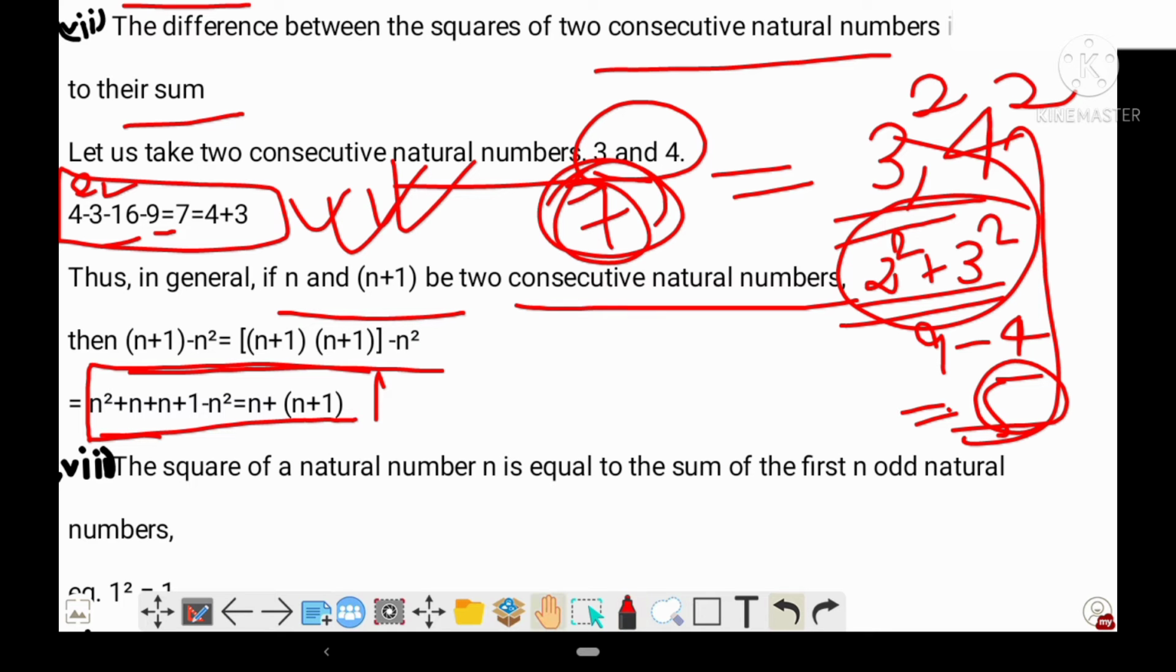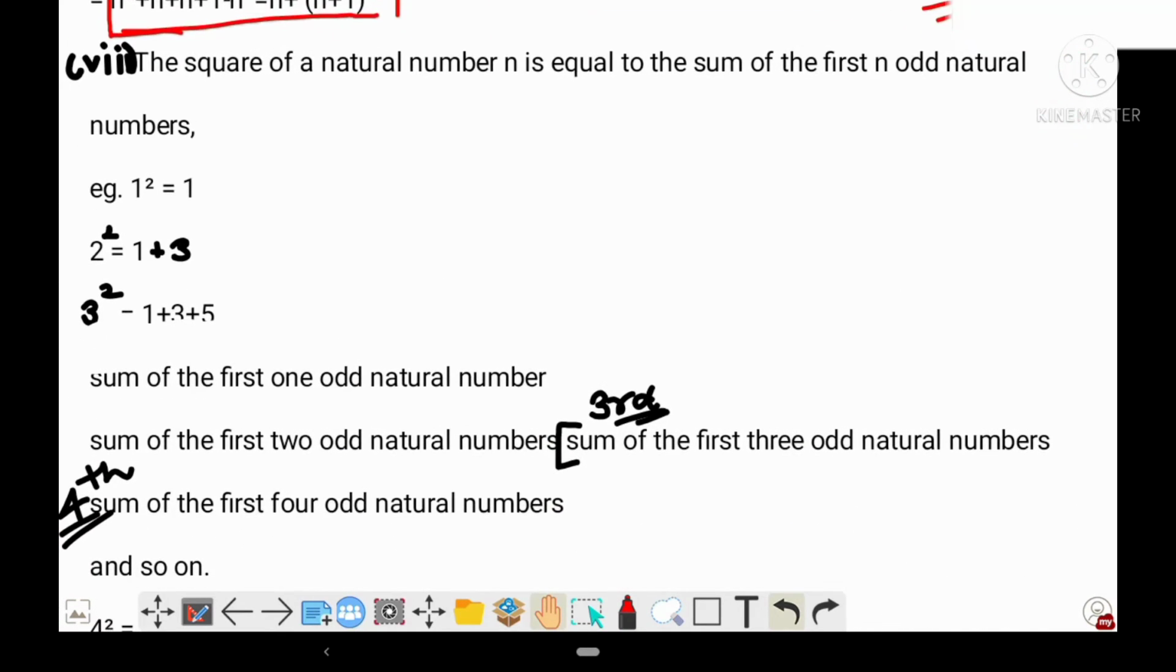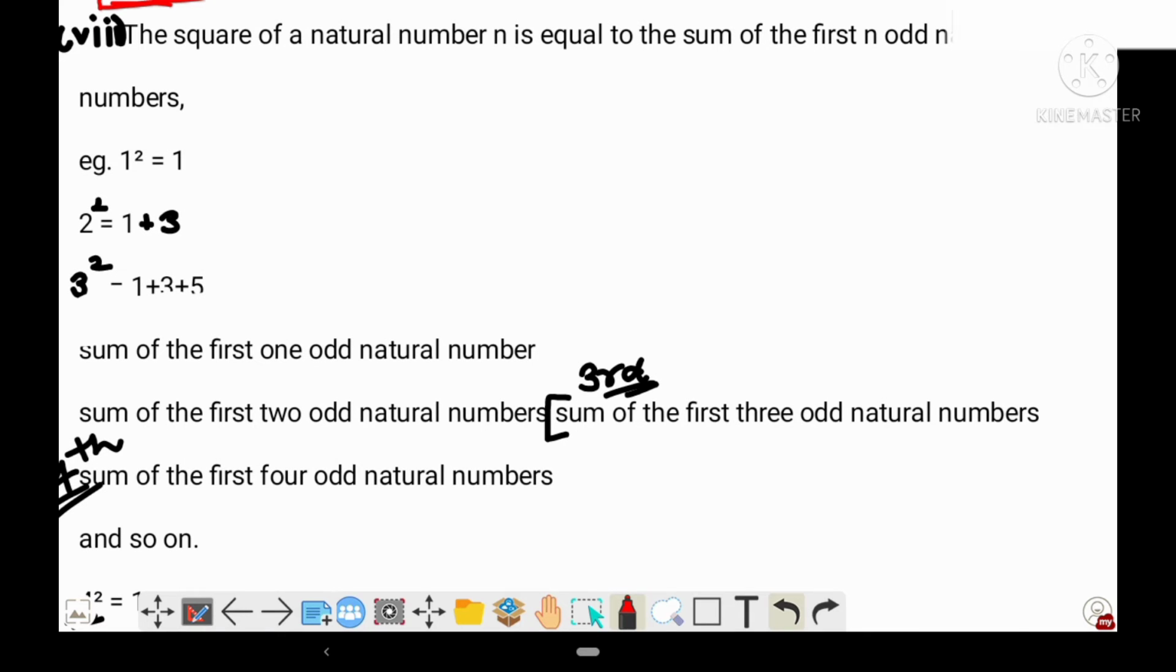Okay. So let us move to the next fact. The square of a natural number n is equal to the sum of the first n odd natural numbers. So this is very interesting, students. 1 square is 1. How?